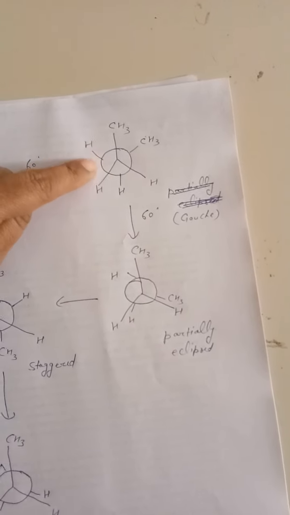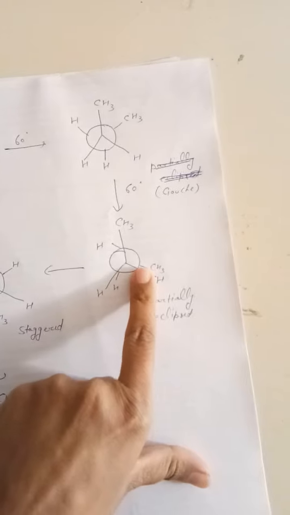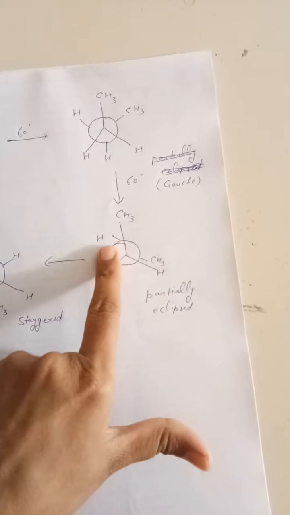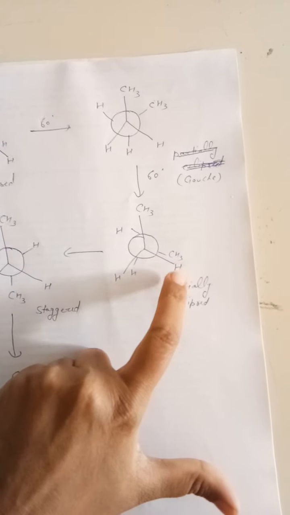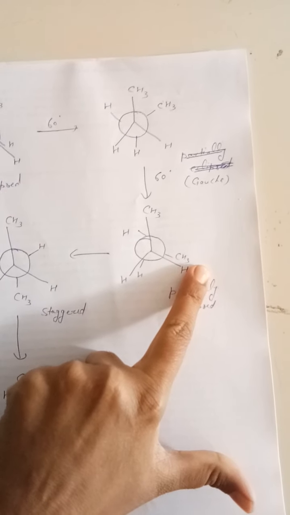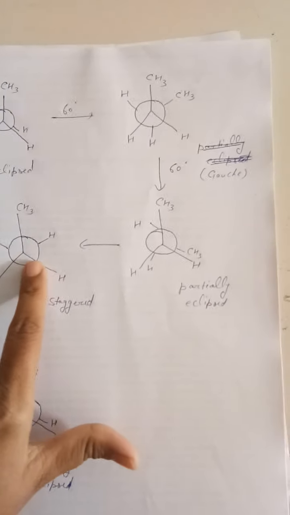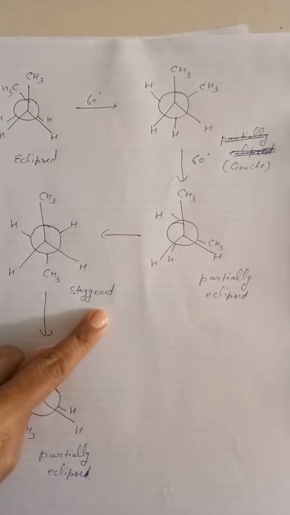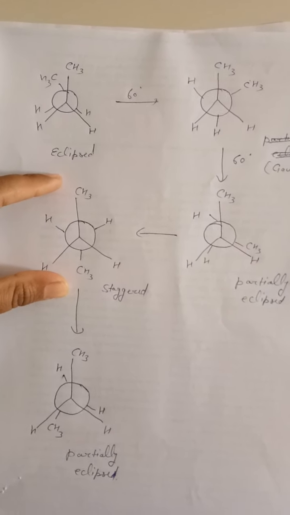When this is rotated by 60 degrees, we will get this arrangement. In this, the methyl group is eclipsing hydrogen, and hydrogen is eclipsing or covering the methyl group of the back carbon. So this will be partially eclipsed. When this is rotated by again 60 degrees, we will get the staggered conformation, in which two methyl groups are at the anti position to each other.